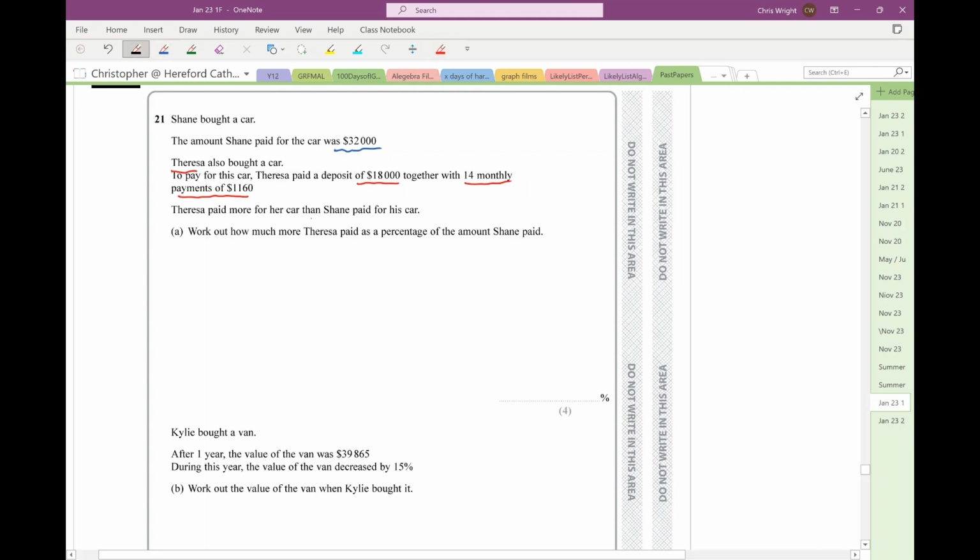Teresa paid more for her car than Shane paid for his car. Work out how much more Teresa paid as a percentage of the amount that Shane paid. Well, first of all, let's work out how much Teresa did pay. So Teresa paid a deposit of $18,000, and then she paid $1,160 every month for 14 months.